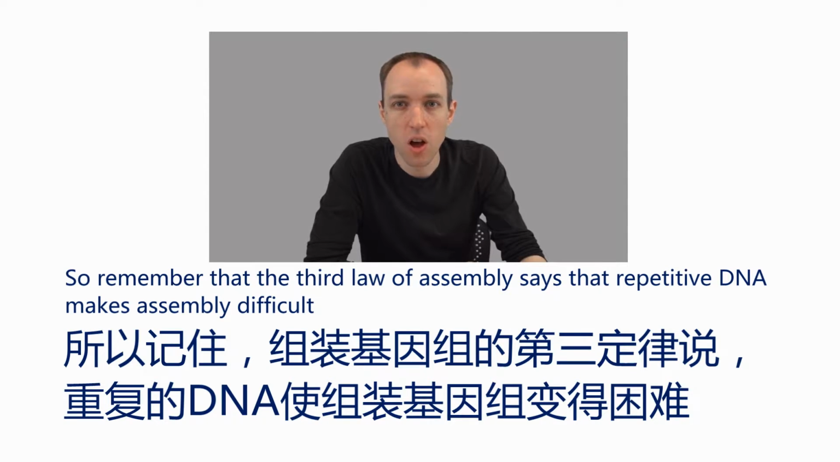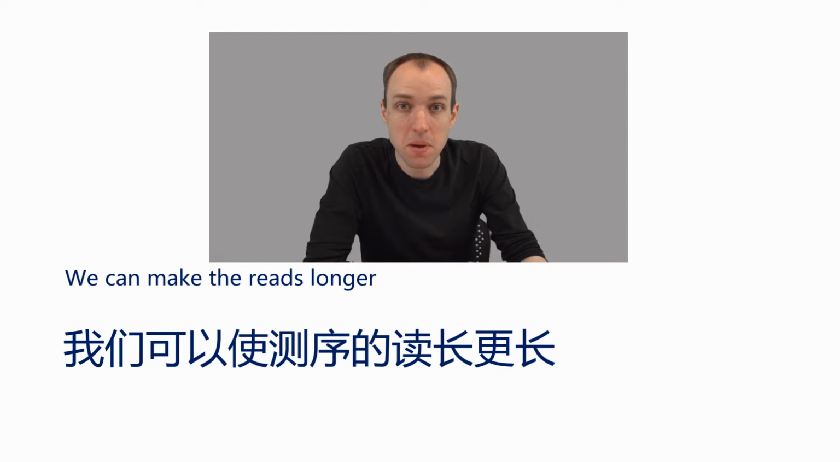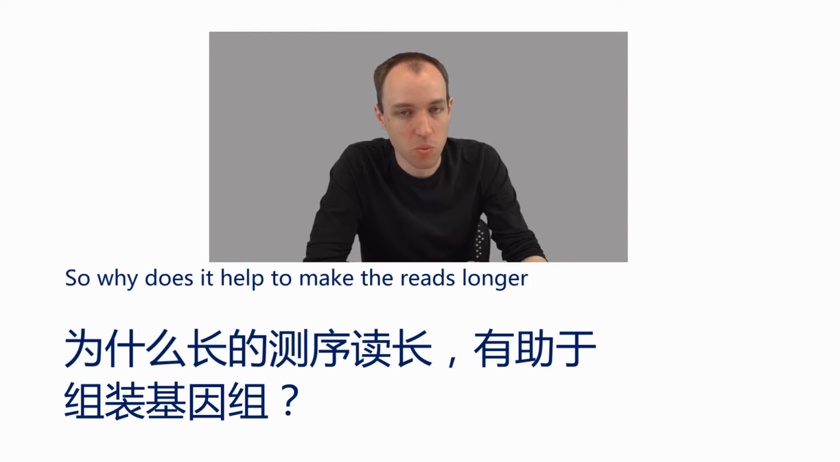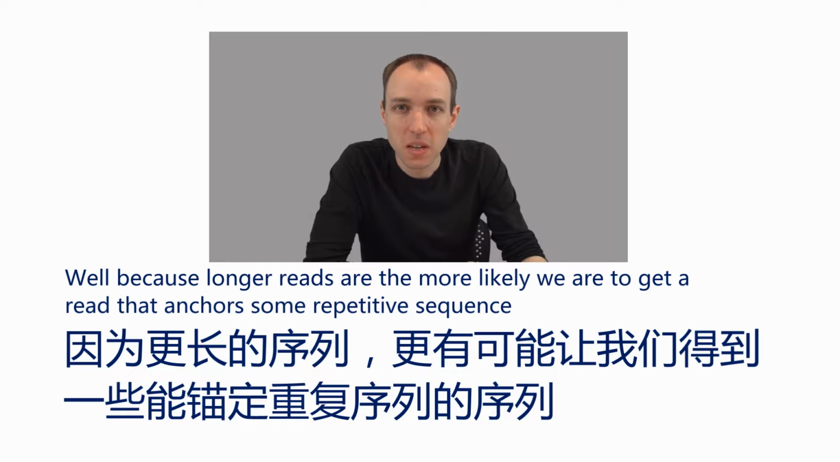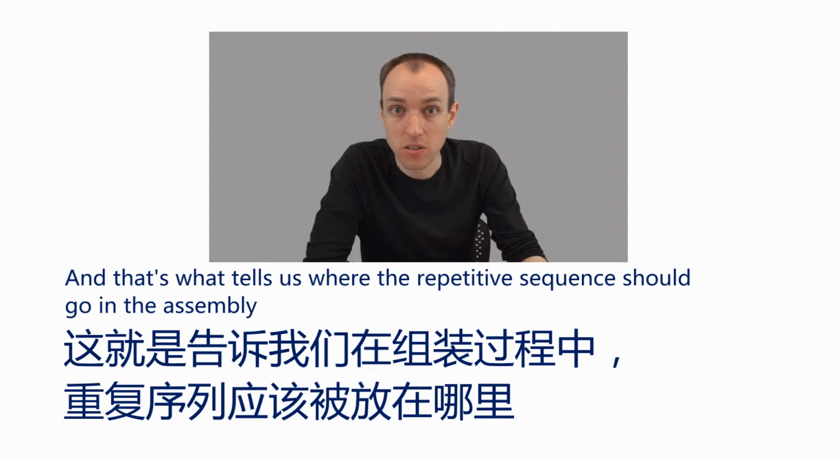So remember that the third law of assembly says that repetitive DNA makes assembly difficult. But there is, in theory at least, something that we can do to counteract the issue of repetitive DNA. We can make the reads longer. So why does it help to make the reads longer? Well, the longer the reads are, the more likely we are to get a read that anchors some repetitive sequence, that glues it with some surrounding non-repetitive sequence. And that's what tells us where the repetitive sequence should go in the assembly.